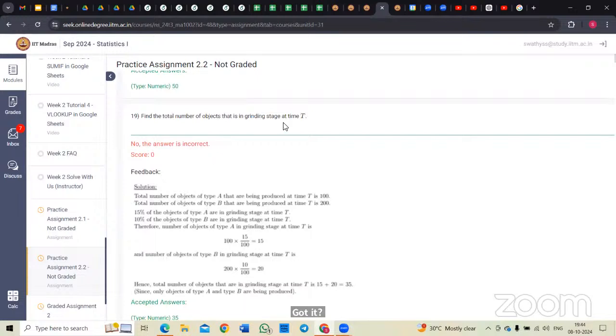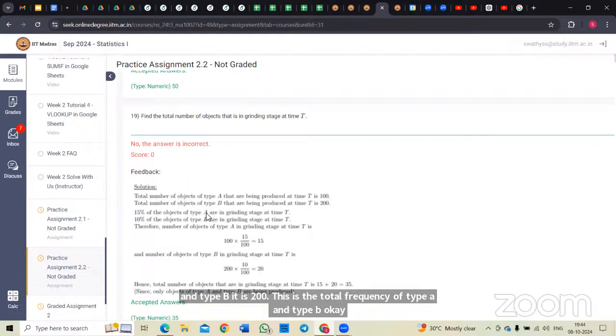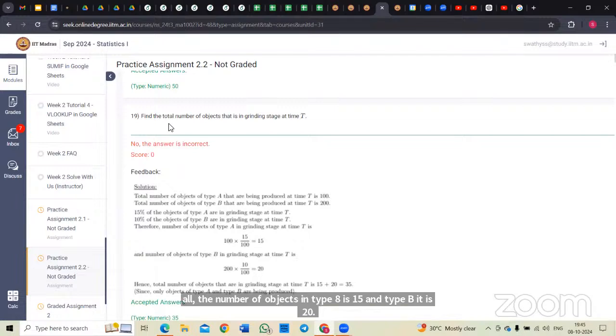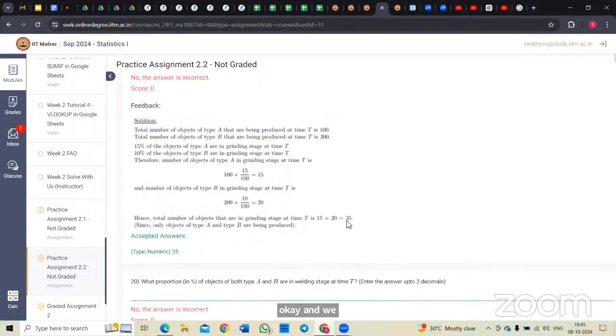And the next one: find the total number that is in grinding stage. First of all, the total number of objects of type A is 100 and type B is 200. This is the total frequency of type A and type B. Then it is given 50% of the objects of type B are in grinding stage and 10% for type A. So we will calculate the frequency first. The number of objects in type A is 15 and in type B it is 20. Till this it is clear? Yes, ma'am. Then we have to just add them up to find the total number of elements in grinding stage for both types, type A and type B. Okay, this is understood.